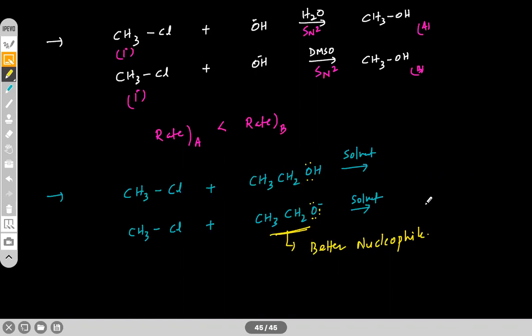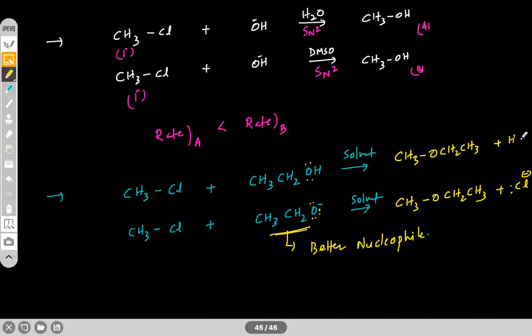So better nucleophile, you'll get some product here. That product would be an ether, that is CH3OCH2CH3. O attacks onto this and we'll get the product. And here also we'll get the same thing, CH3OCH2CH3. H plus goes out, and here Cl minus goes out, and H plus combines with Cl minus and forms HCl here. But this is not the important one.